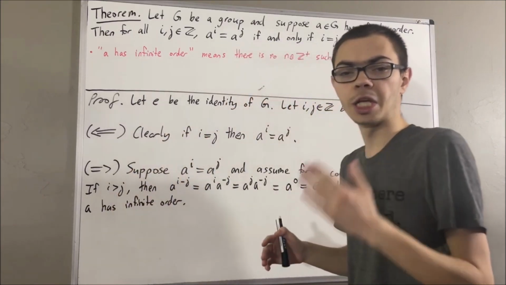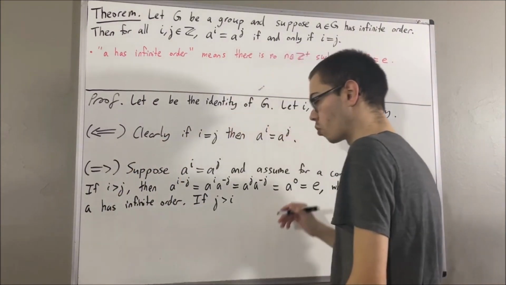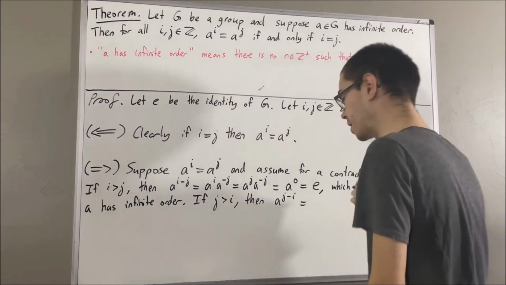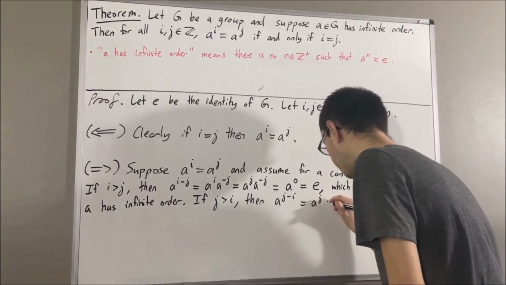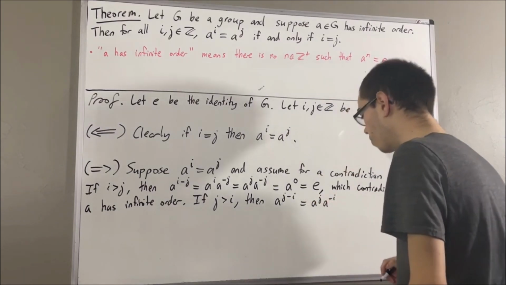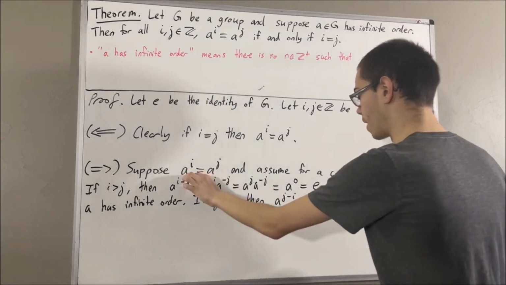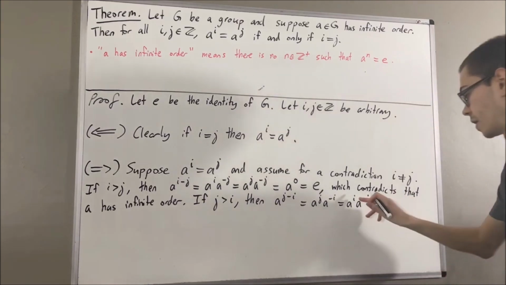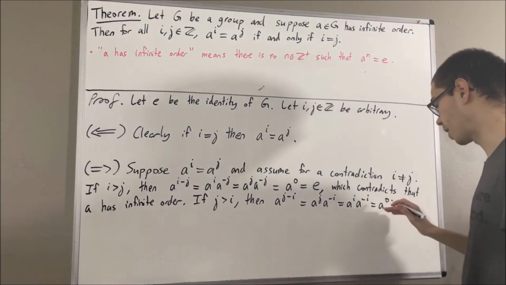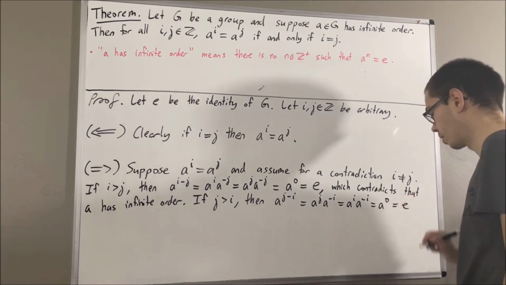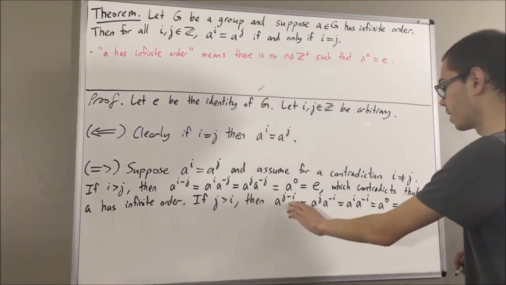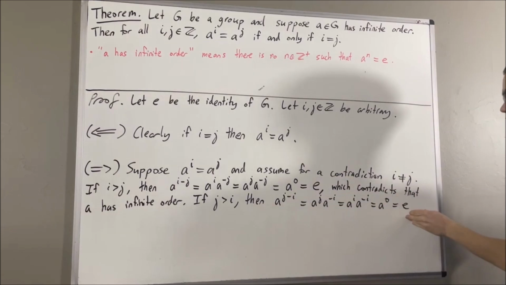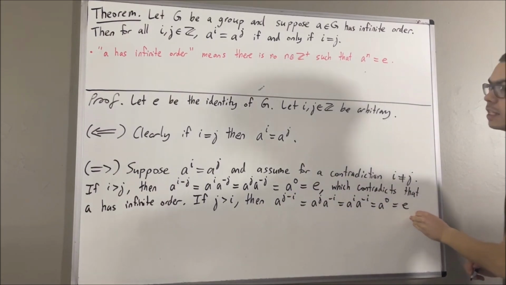Now let's consider the case j is greater than i. In this case, we're going to show that a to the power of j minus i is the identity element. Now, from properties of exponentiation, we know that this is just a to the power of j times a to the power of negative i, but we know that a to the power of j is equal to a to the power of i. And from properties of exponentiation again, we just add the exponents, and this is a to the power of 0. And we know that a to the power of 0 is the identity element. So this shows that a to the power of j minus i is the identity element. In other words, we have that a to the power of a positive integer is equal to the identity element, which contradicts the fact that a has infinite order.